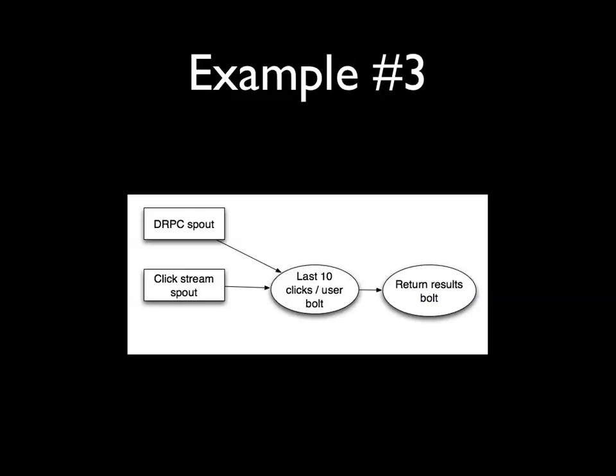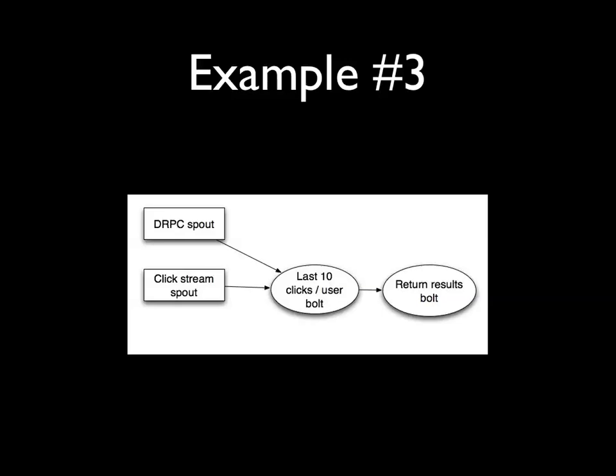So you can actually implement this on Storm with a topology like this. First we have the clickstream spout, the same clickstream I described. That goes into a bolt, which partitions the stream by the user ID and then keeps in memory the last 10 clicks for that user, just in memory. And then if we actually want to query it, you hook this into DRPC. So you have a DRPC spout, which emits function invocations, where the function is basically get me the last 10 clicks for this user.